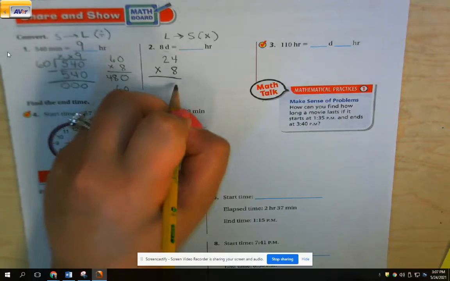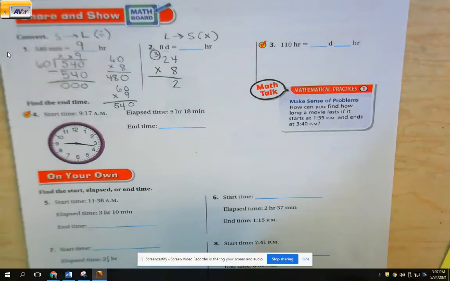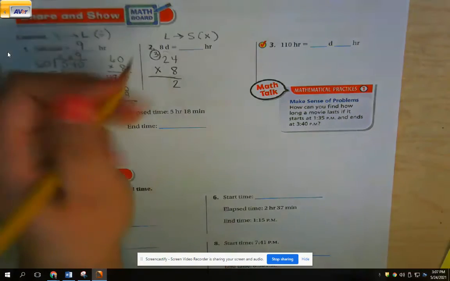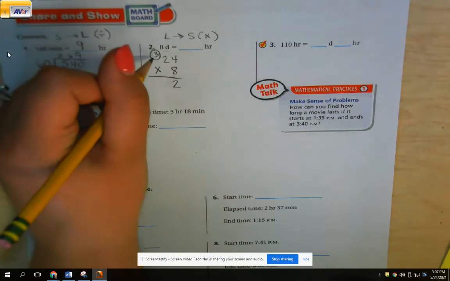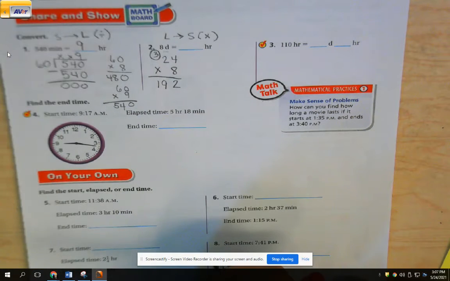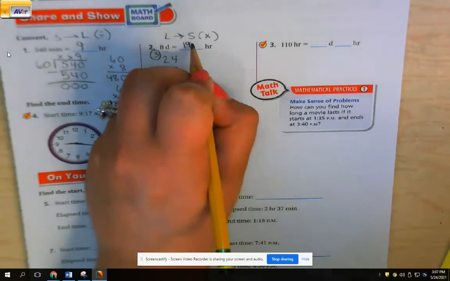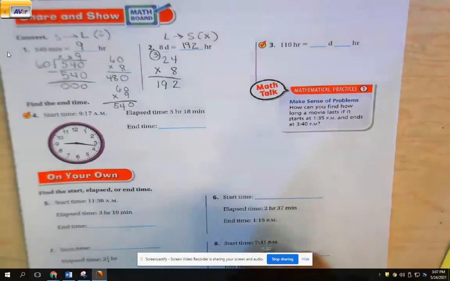8 times 4 is 32. Regroup that 3. 8 times 2 is 16. Plus 3 more is 19. So there are 192 hours in 8 days. Wow.